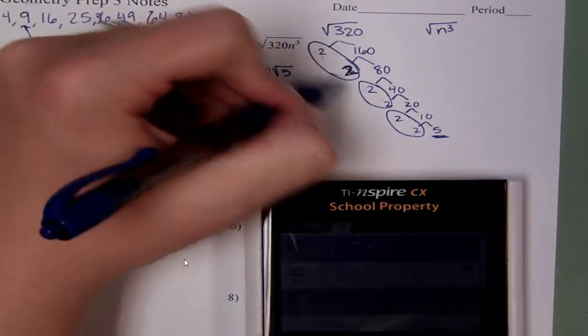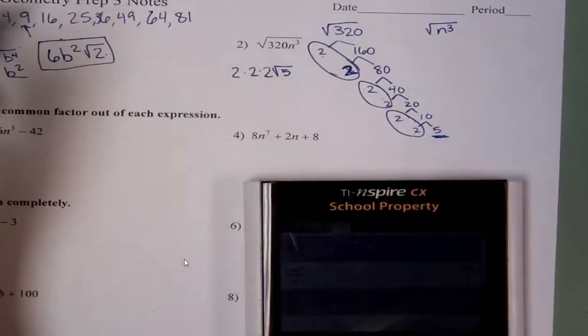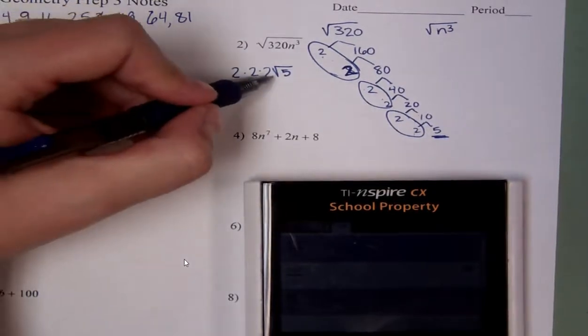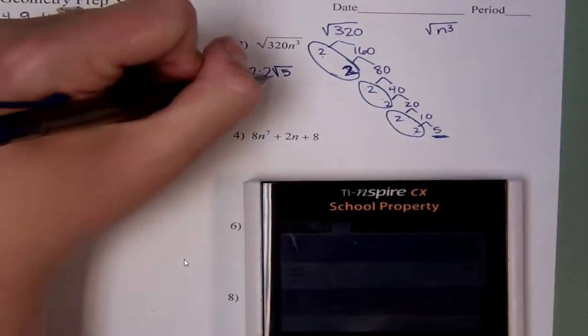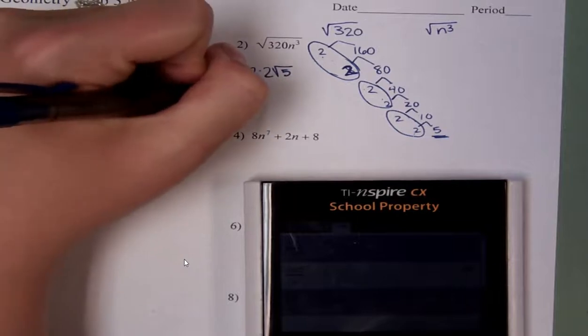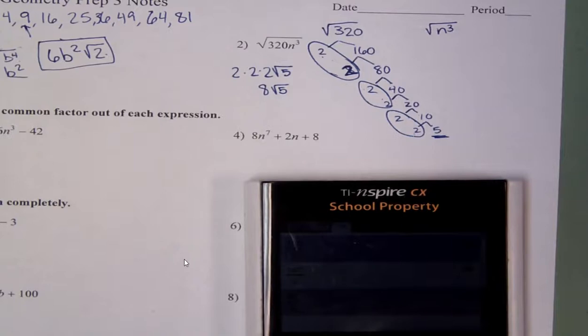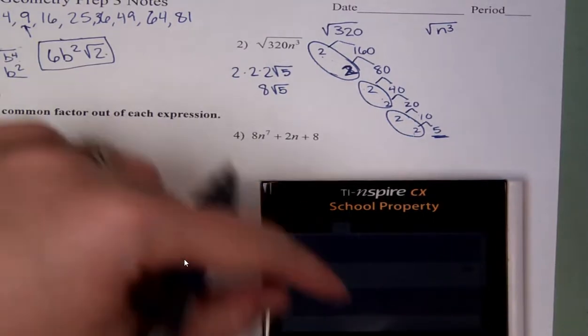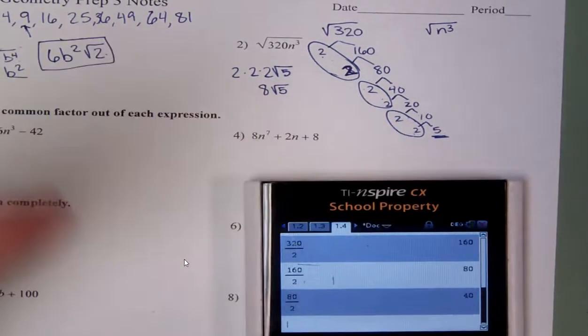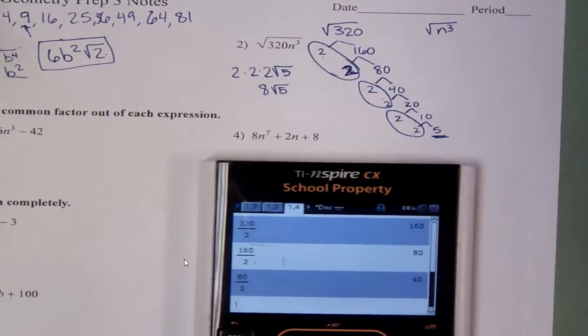Okay, so because there's 3 sets of partners, we have 3 2's outside, and then you just multiply all of them together. Alright, so 2 times 2 times 2 is 8 root 5. Okay, so that is one way to do it. I'm going to show you another way real quick.